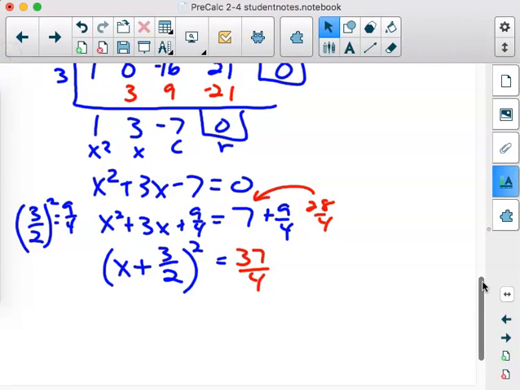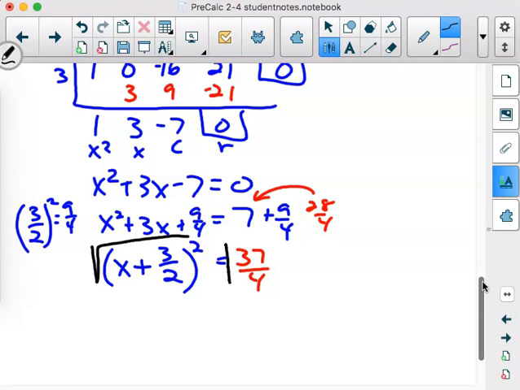And now we've set this up so that we can take the square roots. So square root of both sides, the quantity x plus 3 halves, actually I'll drop the parentheses now that we've undid our squaring, equals plus or minus. Whenever we physically write that square root symbol down, we need that plus or minus piece.